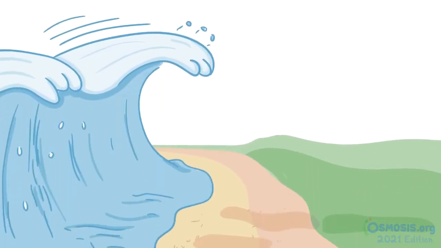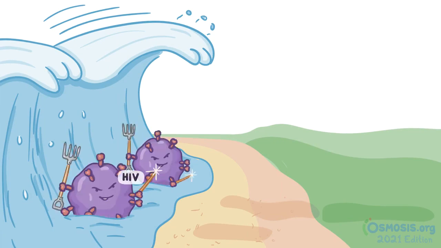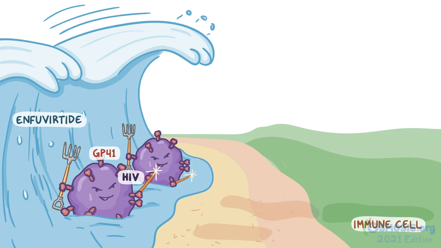Okay, now we want to make a simple and fun mnemonic that'll help you efficiently memorize and retain all these pharmacology facts. So let's have some HIV viruses invade from the sea, while the land represents our immune cell. These viruses are carrying a pitchfork to represent the number 4, and a wand for 1, to help you remember GP41. A tidal wave, representing enfuvirtide, is about to knock the weapons out of their hands and foil their invasion.